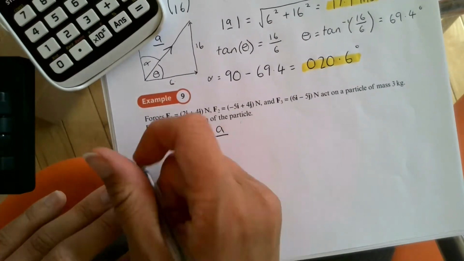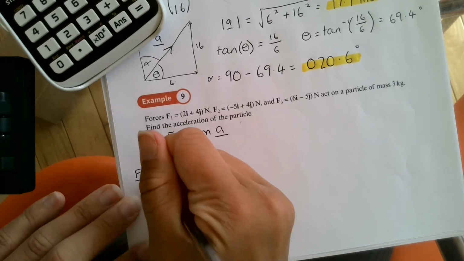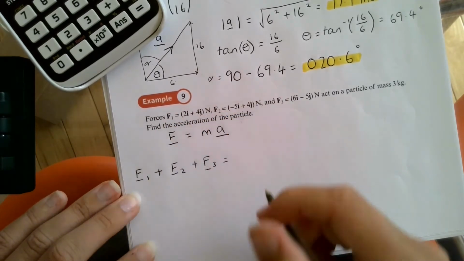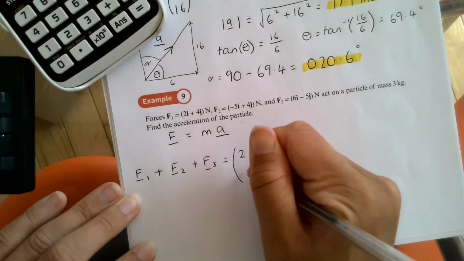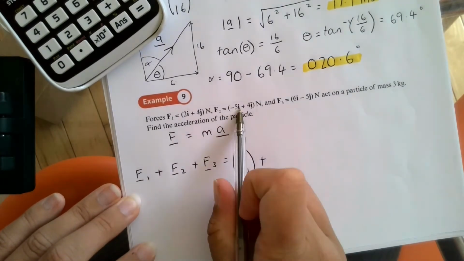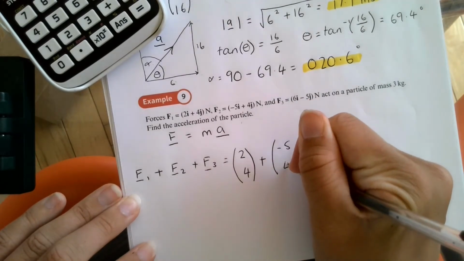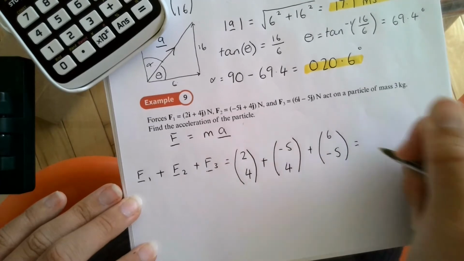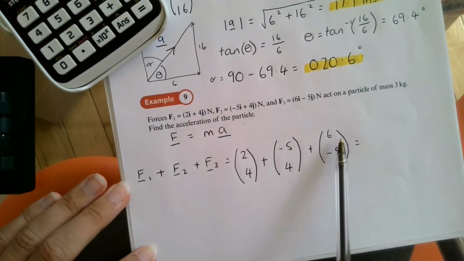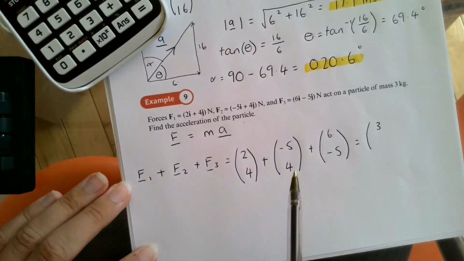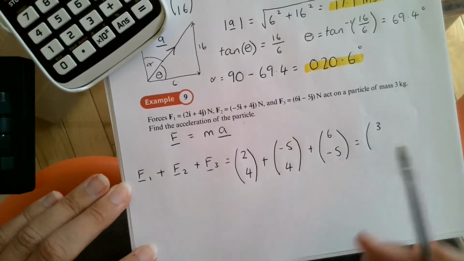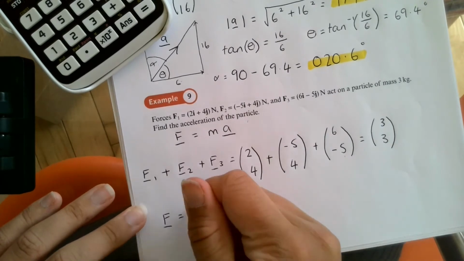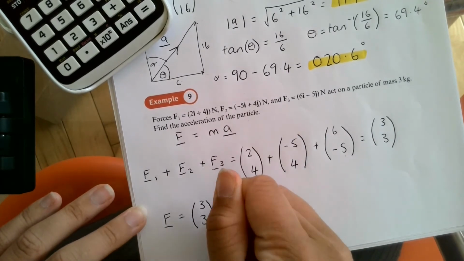added together. So to find F, I'm going to just do the first force plus the second force plus the third force. So the first one is 2i and 4j, plus minus 5i and 4j, plus 6i and minus 5j. Add this together, so I've got 2, take away 5, add 6, that gives me 3 at the top. Then 4, add 4, take away 5, it's going to give me 3j as well. So my resultant force is 3i plus 3j newtons.